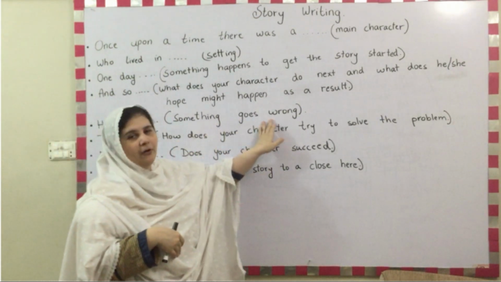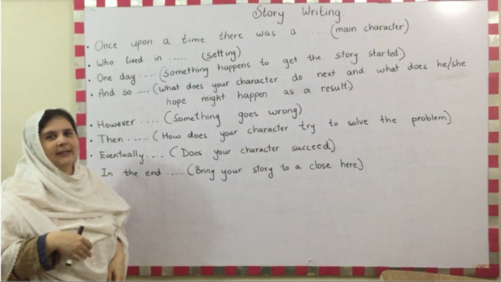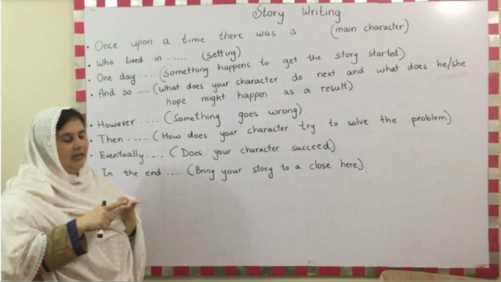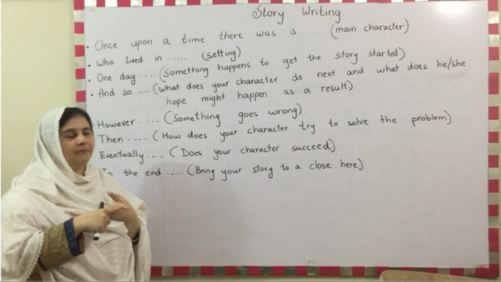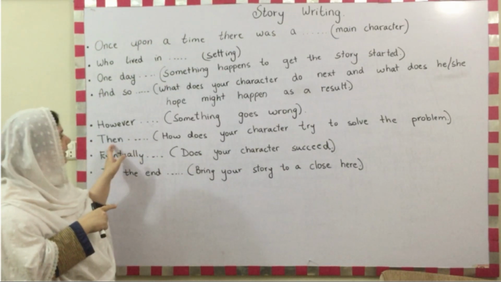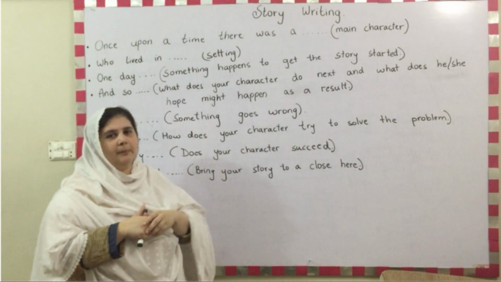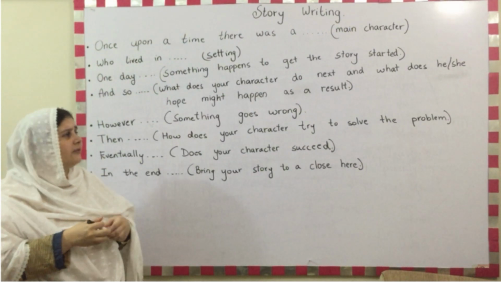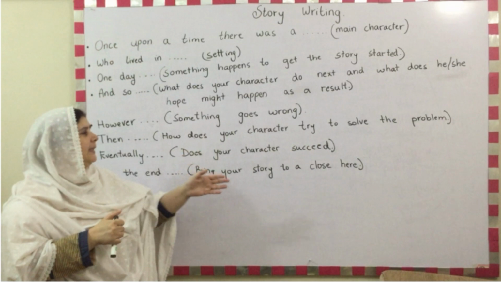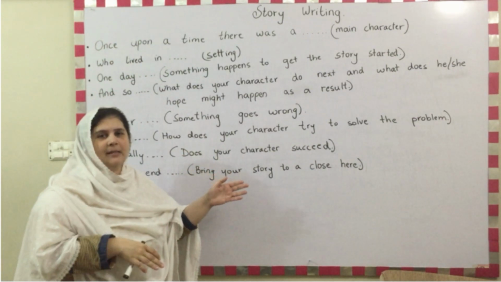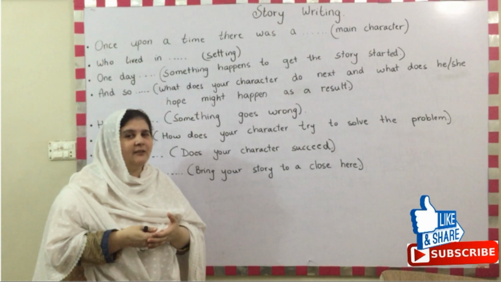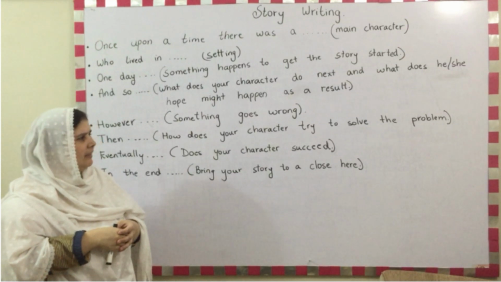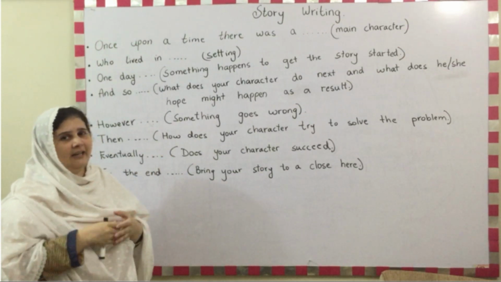However, something goes wrong. What is this something goes wrong? This could be they never loved her back. Her father passed away. After her father passed away, then how does your character try to solve the problem? What did she do? She couldn't do anything, right? She tried to be as sweet, as helpful to be with her stepmother and her stepsisters. But after her father passed away, they treated her more badly. They actually put her into the attic to live, and they literally treated her like a maid.